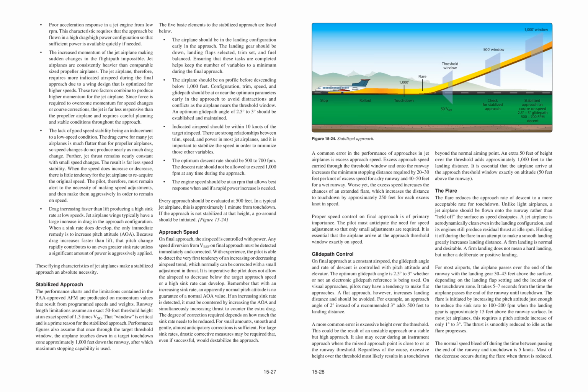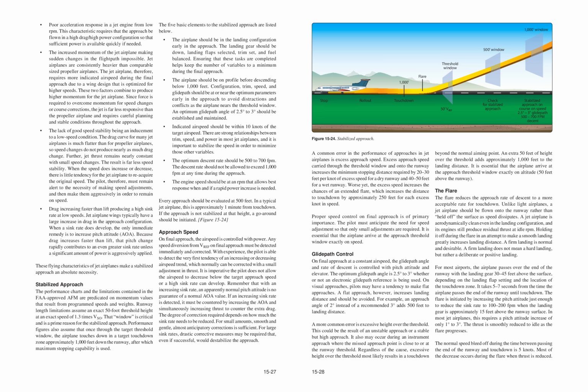Jet airplanes are consistently heavier than comparable-sized propeller airplanes. The jet airplane, therefore, requires more indicated airspeed during the final approach due to a wing design that is optimized for higher speeds. These 2 factors combine to produce higher momentum for the jet airplane. Since force is required to overcome momentum for speed changes or course corrections, the jet is far less responsive than the propeller airplane and requires careful planning and stable conditions throughout the approach.